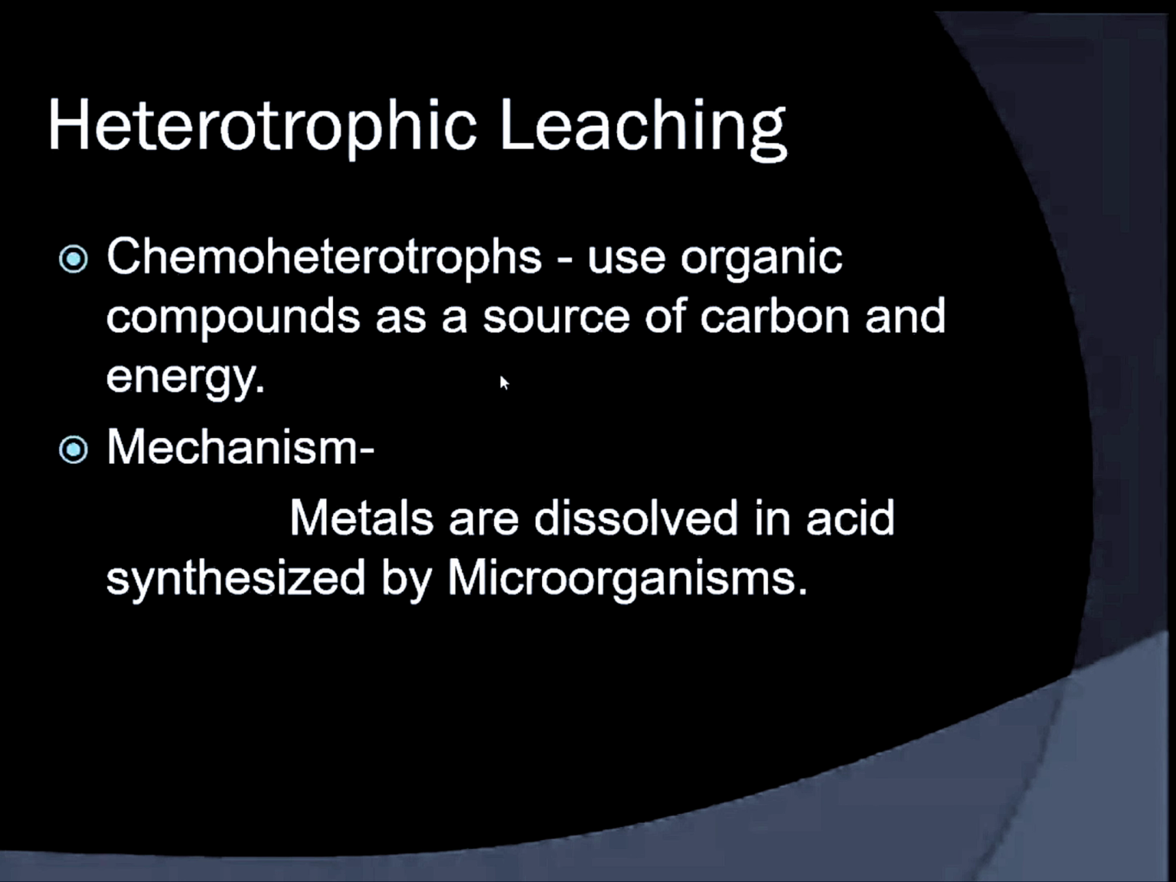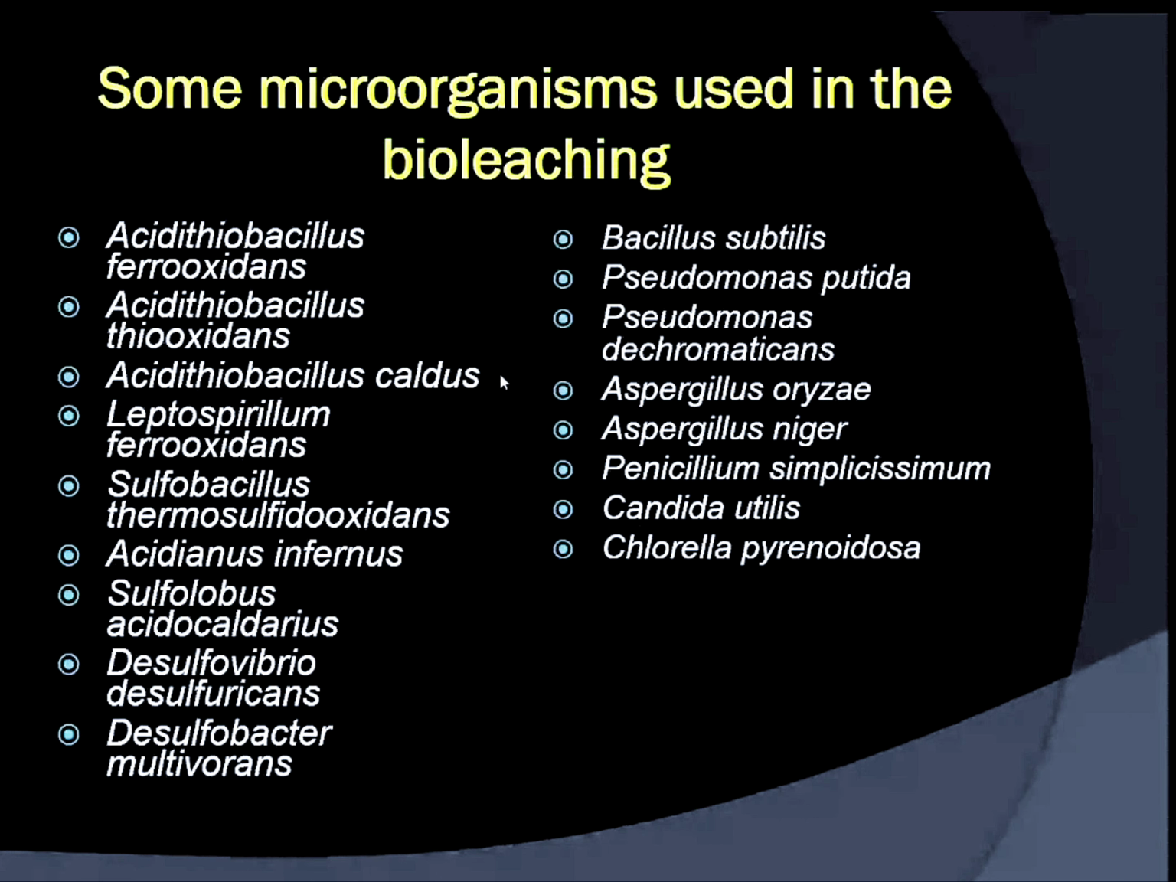Chemoheterotrophs use organic compounds as a source of carbon and energy. And here the acid which is produced by the organisms leads to the leaching. So metals are dissolved in the acids synthesized by the organisms. Here are some chemolithotrophic examples. Here are some heterotrophic examples. As we have discussed, the mechanism in this case is different, and the mechanism in this case is different.